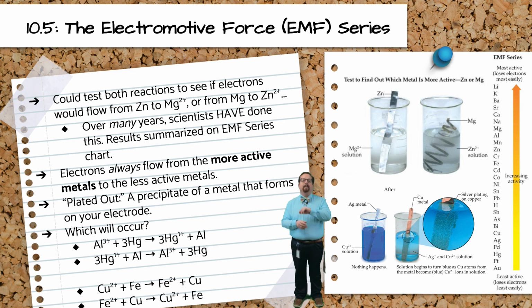So let's do a couple of examples. For the first one, we're comparing aluminum and mercury. According to our activity series, aluminum is more active than mercury. That means it would prefer to exist as positive ions. So the second option between these two would be the correct one, as the product side has the aluminum existing as ions. Between iron and copper, iron is more active, so the correct answer here is the first one, with iron ions on the product side.